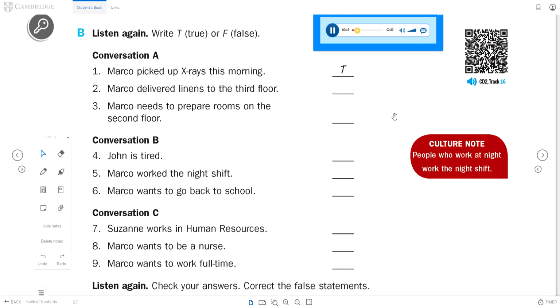Hey, Marco, how are you? Oh, hi, Arlen. I'm fine. I had a busy day today. What did you do? Let's see. This morning, I delivered flowers to patients and picked up x-rays from the lab. I also delivered clean linens to the third floor. This afternoon, I made the beds on the second floor and prepared the rooms. And now I'm delivering supplies. Wow, you did have a busy day.